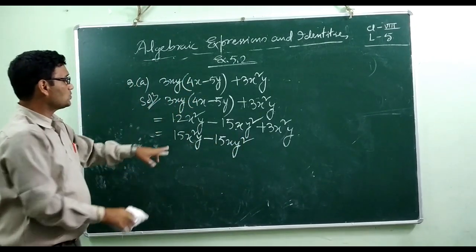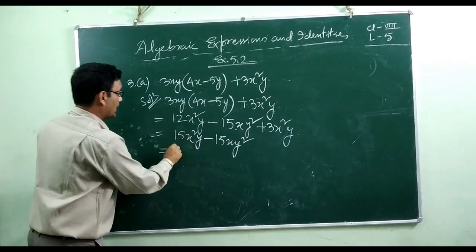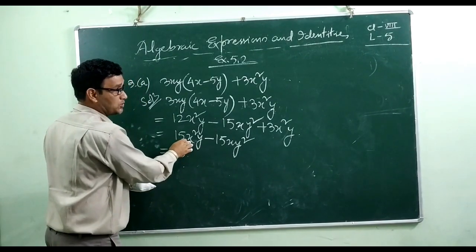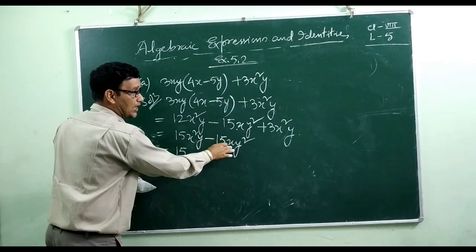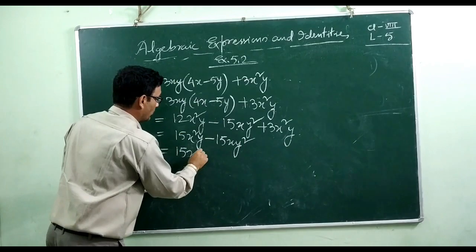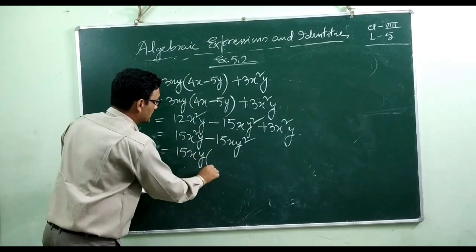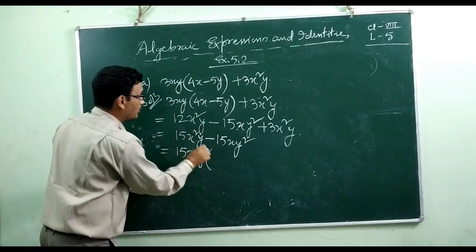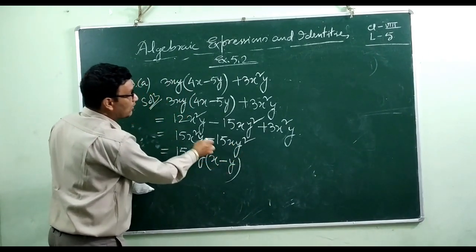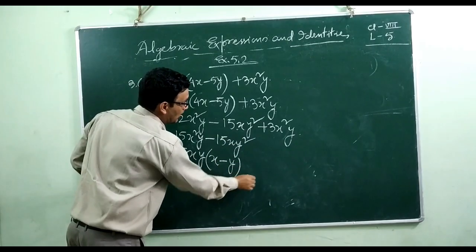Now from these two terms, what can we take common? We can first take 15 common, since both have 15. X square means x into x, and here also x is there, so we can take x common. Here y square, so we can take y common. Since we have taken x common, one more x will remain here, and here one more y remains. Again, if you multiply, you will get the same thing. So this will be your answer.